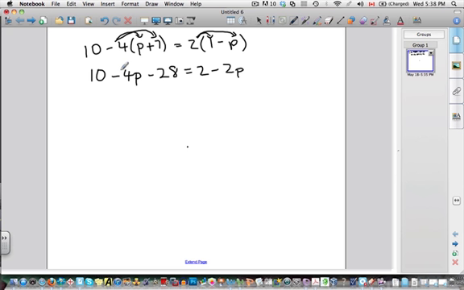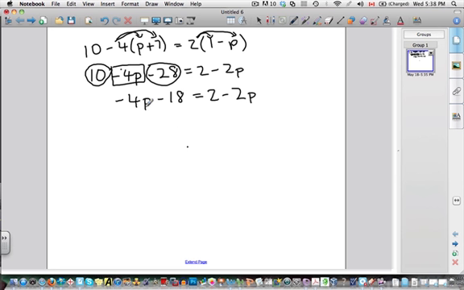Okay, now I look at it and I have 10 minus 28. I can combine those and I can keep the negative 4p by itself. So I write down negative 4p. The order doesn't technically matter, but you should always write the letters first and in alphabetical order. Negative 4p, the negative goes with the 4p. 10 minus 28 is negative 18, equals 2 minus 2p.